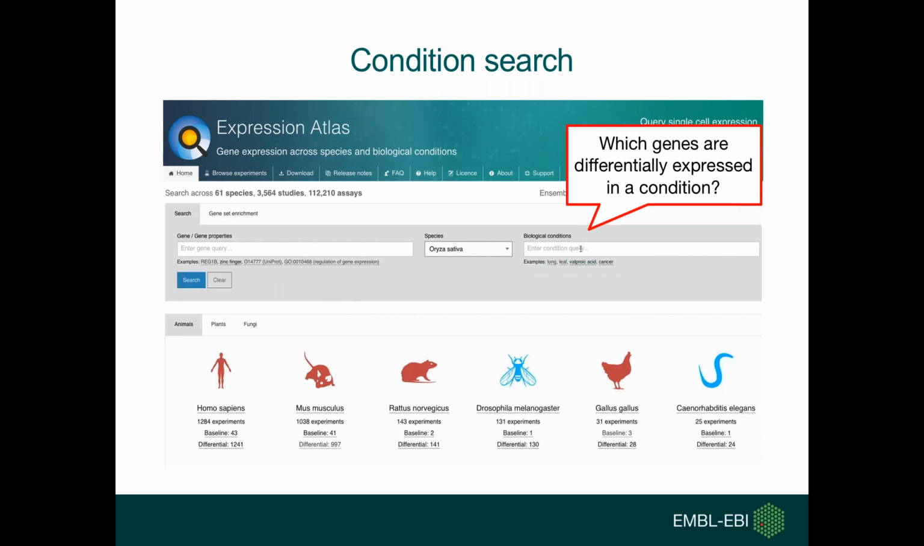So let's say, as an example, you are a plant biologist and you study rice and you're interested in the gene expression changes that occur in response to a drought treatment. So if you start typing the word drought, the condition search box suggests ontology terms. Just select one of the terms from the list to find all data points from samples that have been annotated with that term or any of the child terms.